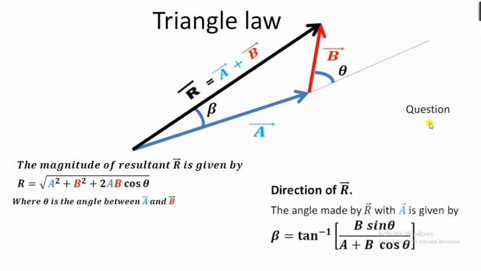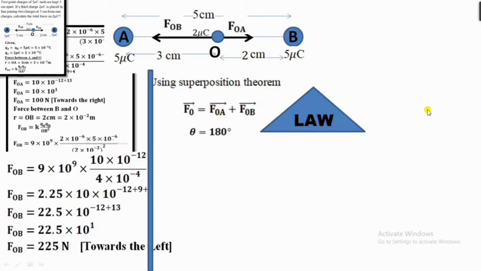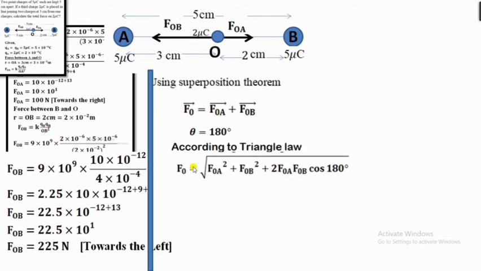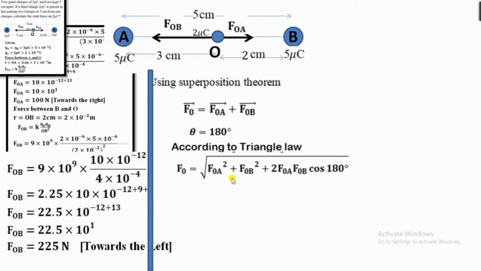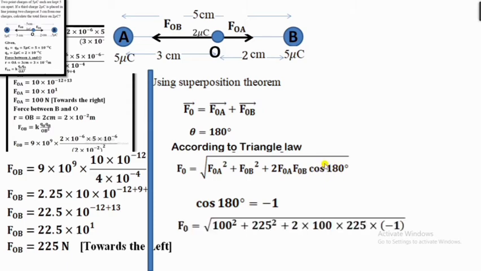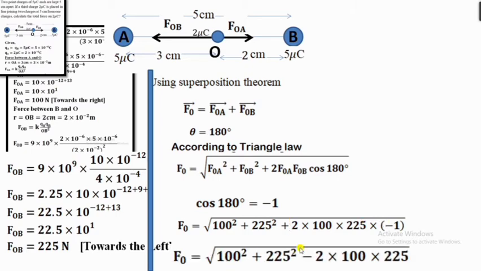Now let's go back to the question. Here we have to find the resultant final force on this charge. So I am using the triangle law. The total force according to the triangle law is given by this expression. Now cos 180 is minus 1. So I am putting the values. One force was 100 and another force was 225. When you multiply this minus sign here you will get this.